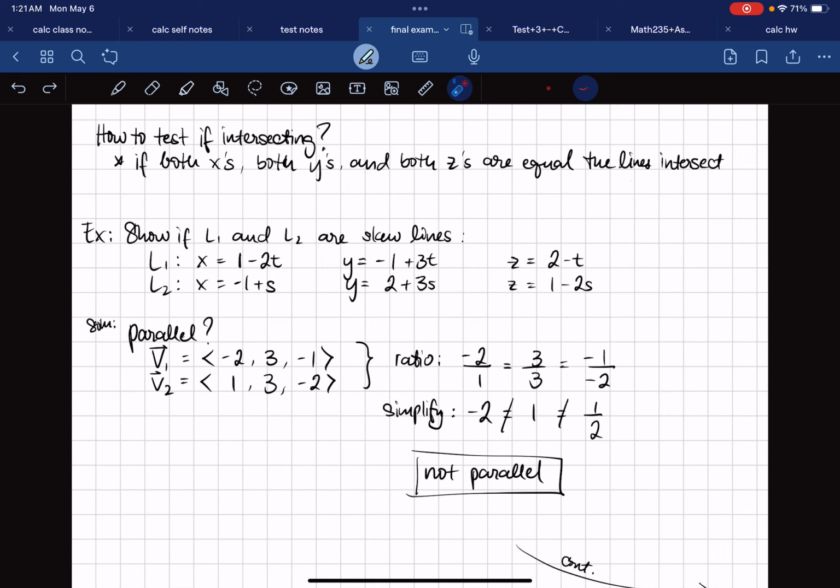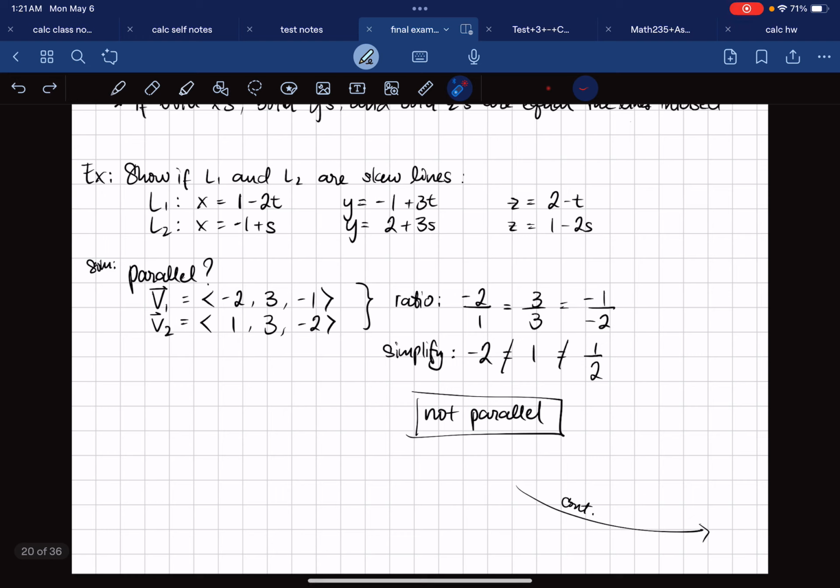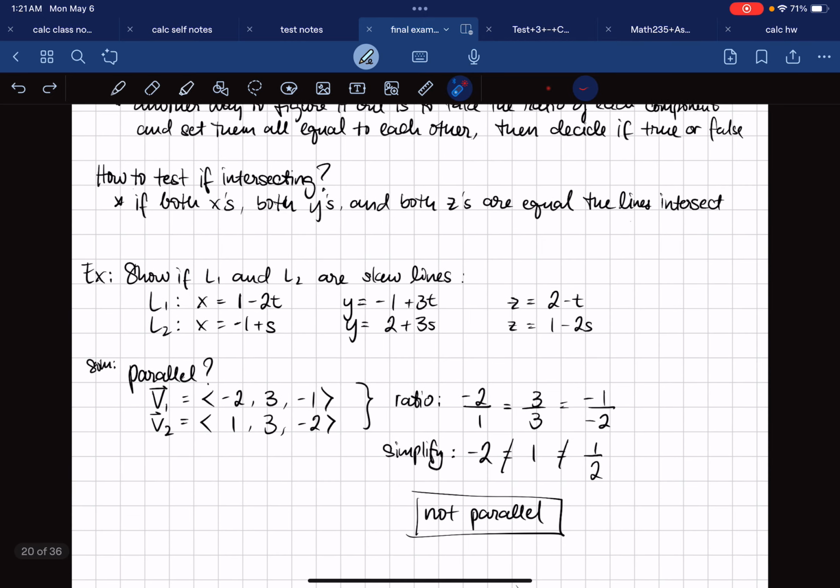Then you can simplify. That's what's good about this: you can simplify so you can see it in smaller numbers. Because -2 is not equal to 1 and these are not equal to 1/2, they are not parallel. Because we said that they're not parallel, we can move on to find out if they are intersecting or not.